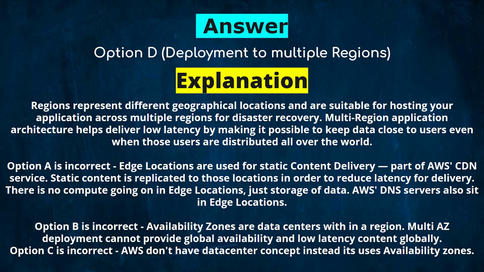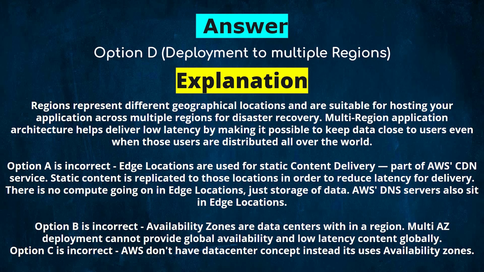Option A is incorrect. Edge locations are used for static content delivery, part of the AWS CDN service. Static content is replicated to those locations in order to reduce latency for delivery. There is no compute going on at edge locations, just storage of data. AWS DNS servers also sit in edge locations. Option B is incorrect. Availability zones are data centers within a region. Multi-AZ deployment cannot provide global availability and low latency content globally. Option C is incorrect. AWS doesn't have a data center concept, instead it uses availability zones.